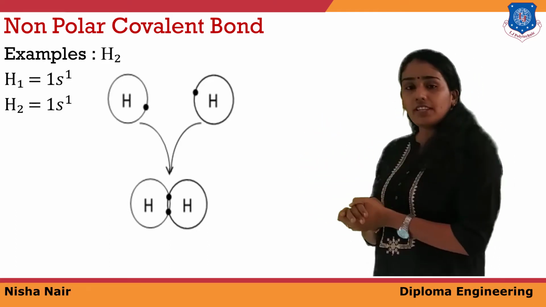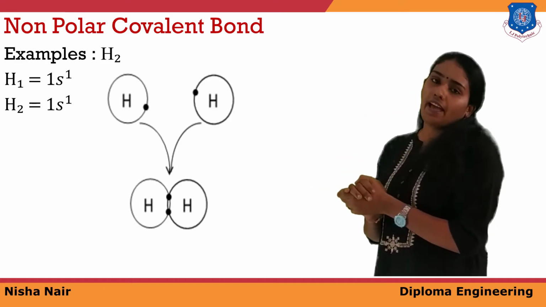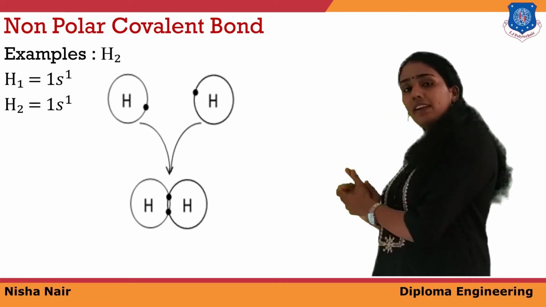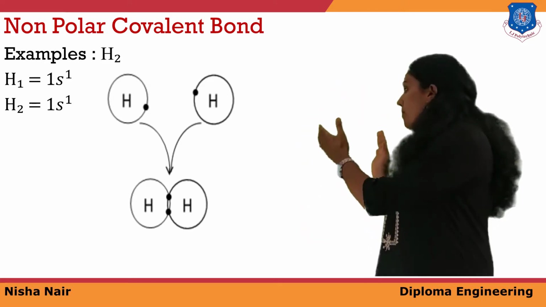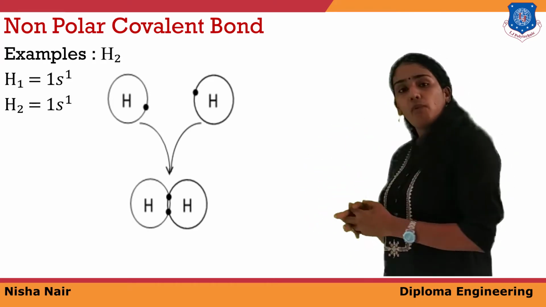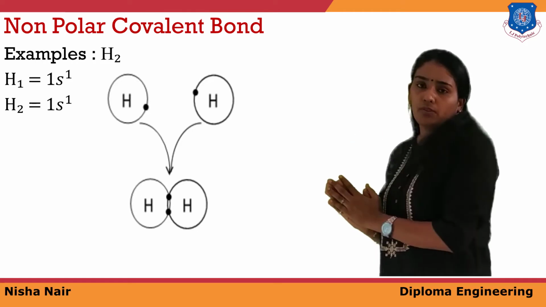So hydrogen gas is a diatomic gas, and it is more stable in diatomic form. Why? Because in diatomic form, both hydrogens share their electrons and form a stable configuration. Thus, this type of bond is known as non-polar covalent bond.